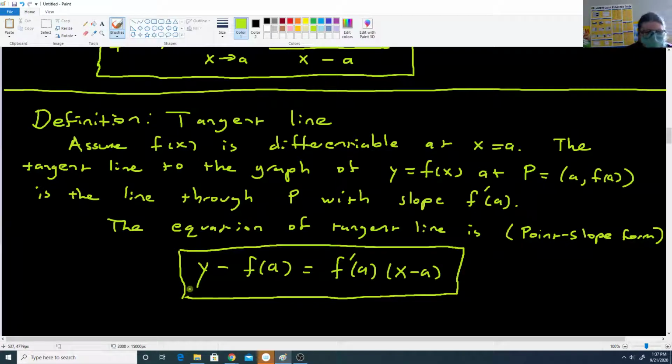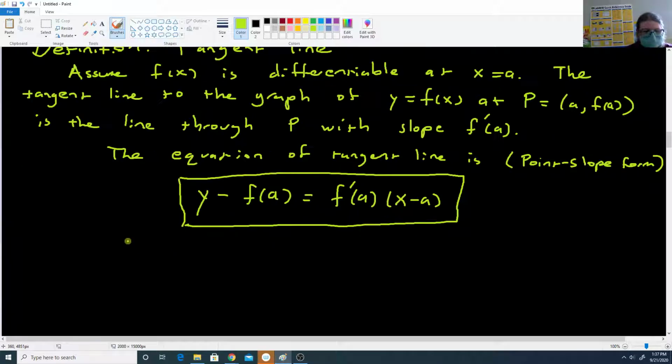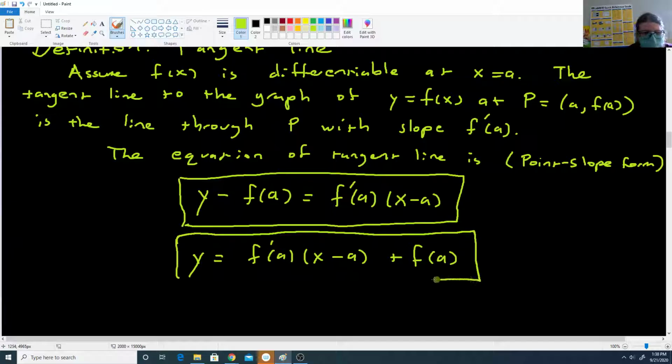We want to recognize there's a real easy way to generate a second form. If instead of subtracting f of a, we move the f of a across the equal sign by adding it, we could also generate y equals f prime of a times x minus a plus f of a. And the AP test uses both. So you have to be familiar with both of these forms of the equation of a tangent line.